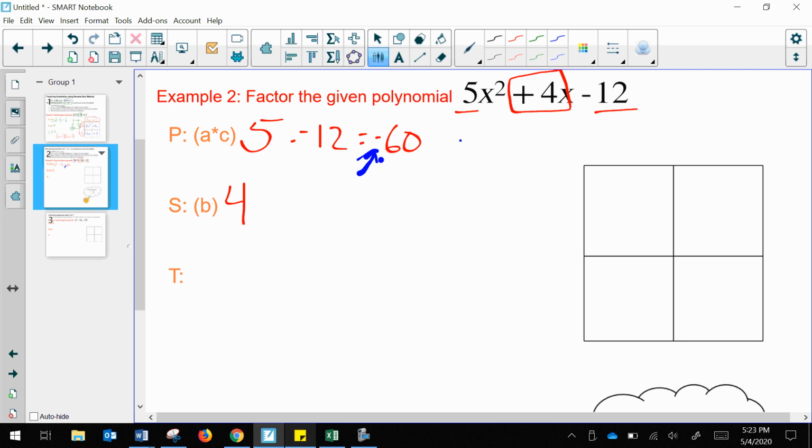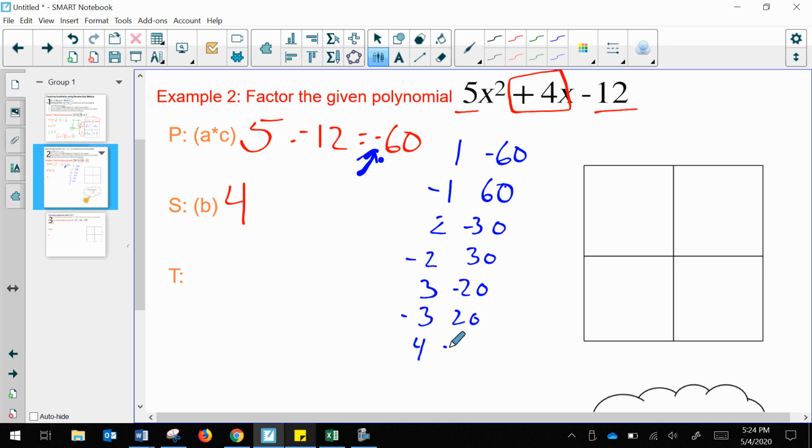So always starting with 1. 1 times negative 60 would give me negative 60. Now it can go either way with my negative, so I also want to include negative 1 and positive 60. Go on to 2 and 30. Like that, negative 30. Negative 2, positive 30. 3 and 20. Negative 20. Negative 3, positive 20. 4 and negative 15. Negative 4, positive 15.